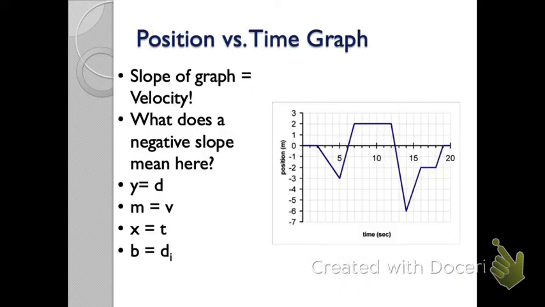So if we know that the slope of our graph tells us velocity, what would it mean to us to have a negative slope? What do we know? What's it mean to have a negative slope or a negative velocity in general? It means we're moving backwards. That's exactly what's happening here. So if we look at this position versus time graph, I want to kind of walk through what's happening in this graph.